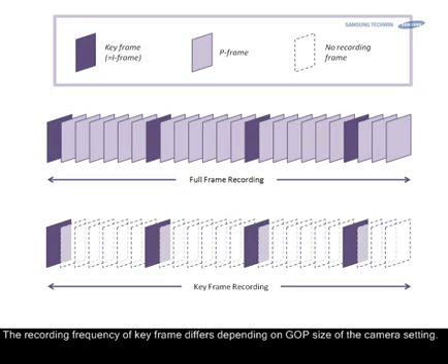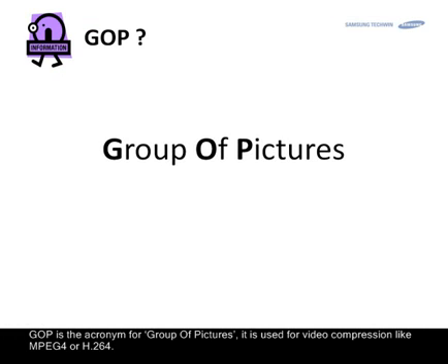The recording frequency of the keyframes differs depending on the GOP size and the camera setting. GOP is an acronym for Group of Pictures. It's used in video compression like MPEG-4 or H.264.